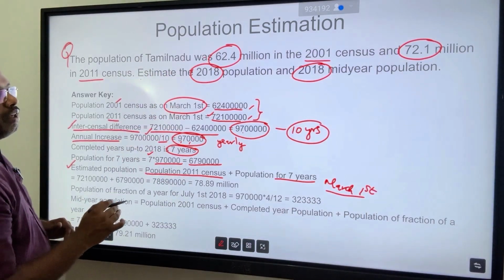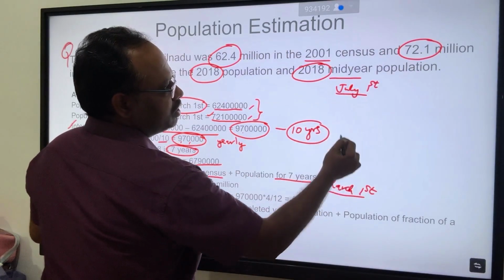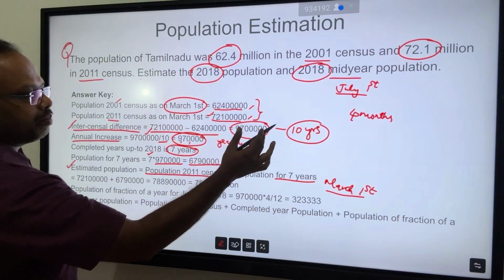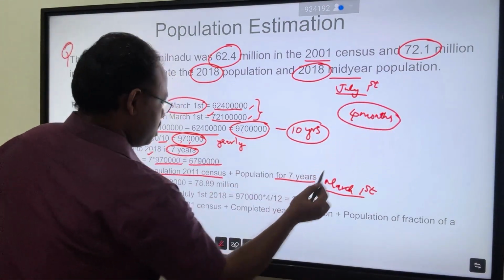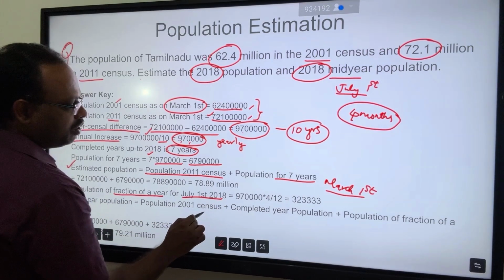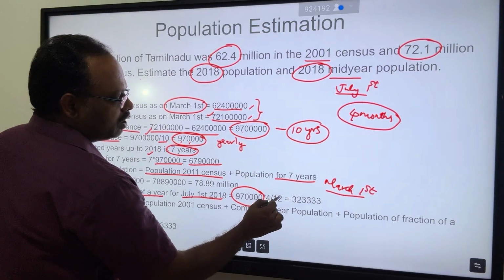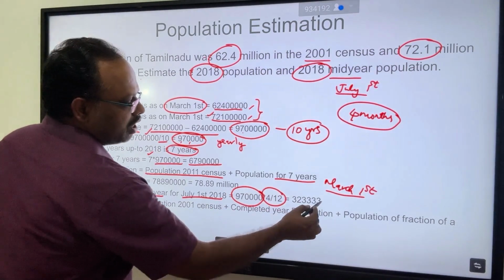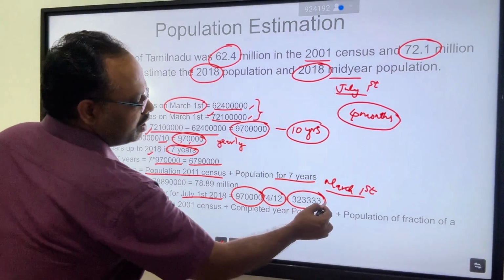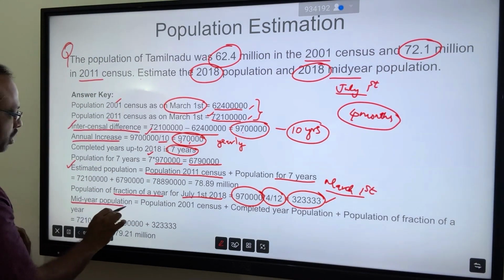Then we need to calculate the mid-year population, which means July 1st. The difference between March and July is 4 months. So we need to calculate the population growth for those 4 months, that is the fraction of growth of that year up to July 1st, 2018. For that, we multiply the yearly growth by 4 by 12, that is 4 months divided by 12 months in a year. That will give us a 3,23,333 increase in population.